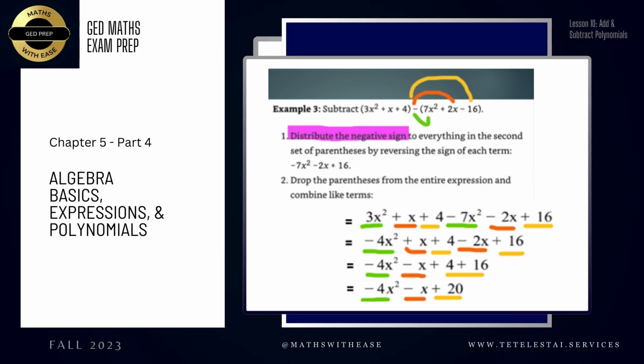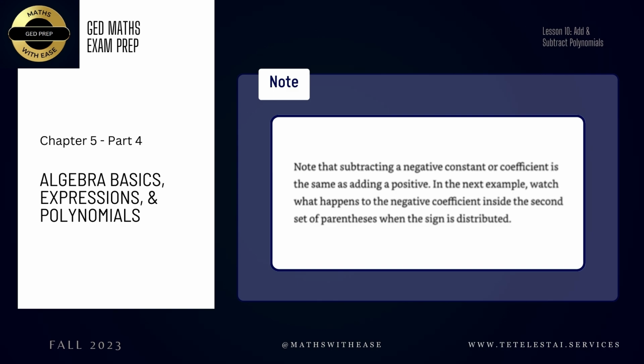Because these three individual terms are dissimilar, or different, or unlike, we cannot do anything further with this polynomial. And so we have our final answer in terms of the outcome of subtracting this original expression. Note that when you're subtracting a negative constant or coefficient, it's essentially the same as adding a positive.